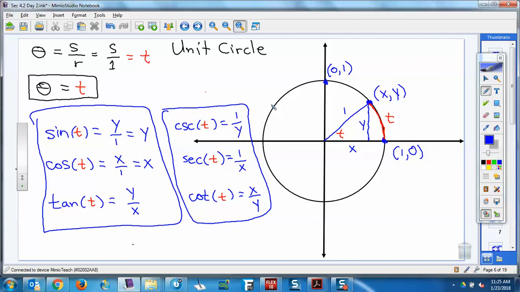Cosine goes with secant. Now it seems kind of weird. It seems like it would be nice if sine and secant went together, but they don't. Cosine and secant are reciprocals. Now, cotangent obviously goes with tangent, so that one's a little easier to remember. Tangent and cotangent are reciprocals.